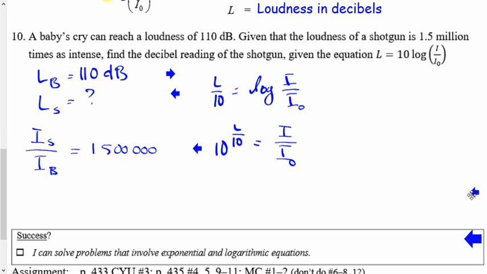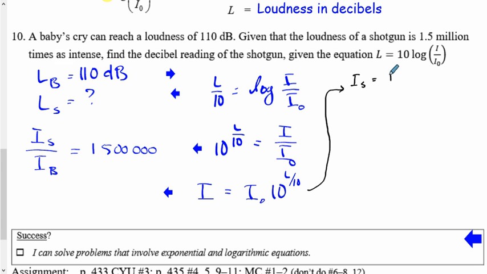And so if I rearrange it, I get that the sound intensity will be the threshold of hearing intensity times 10 to the exponent loudness, so my decibel reading over 10. And we want to now set up an equation where we have this ratio of these two sound intensities. So let's start this up on the right here. So we'll look at the intensity of the sound for the shotgun. And that will be I sub 0 times 10 to the exponent loudness over 10.